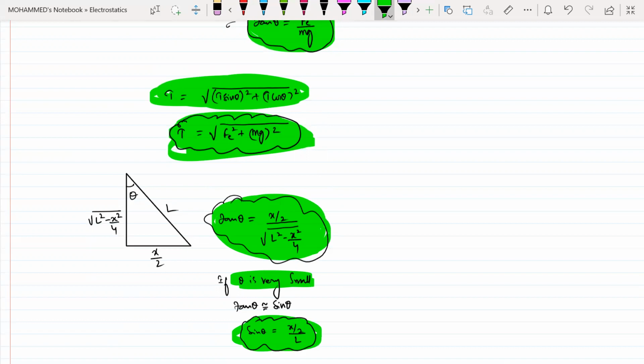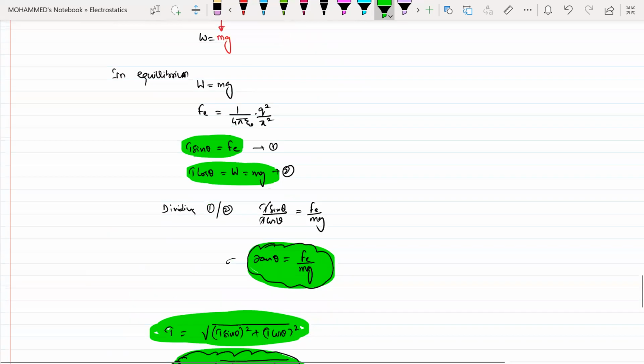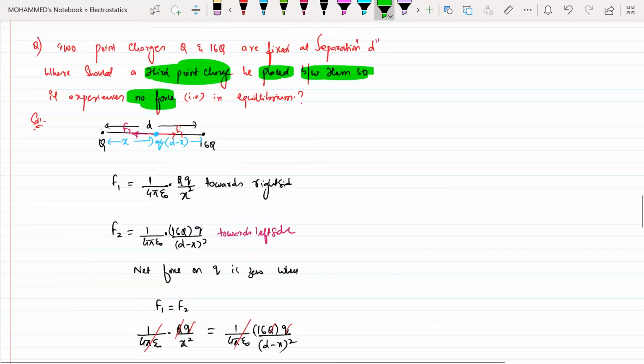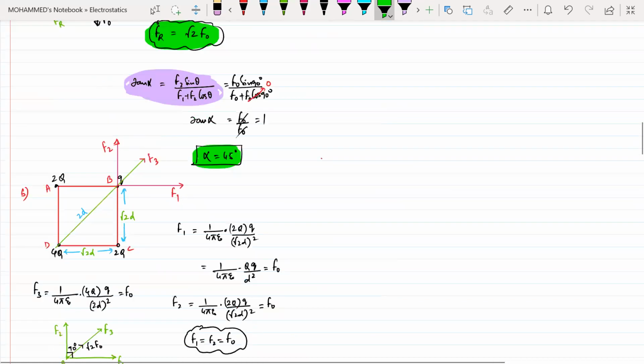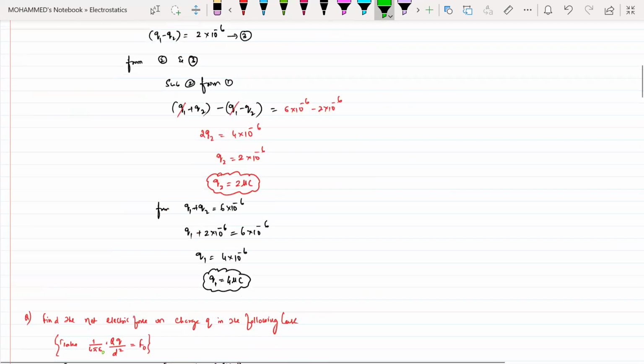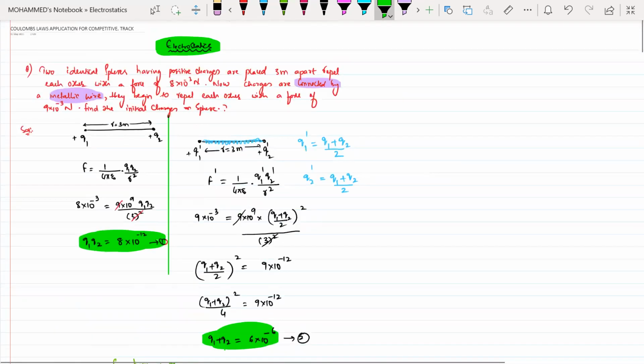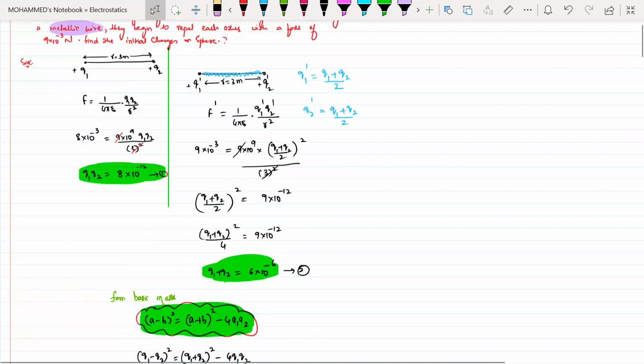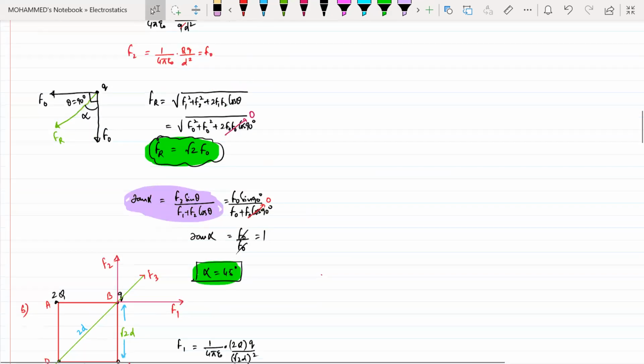Is that clear? We'll try to do some problems based on this in tomorrow's class. I hope you got some clarity related to the equilibrium of charges and how to calculate the related problems. Any doubts on the chapter?